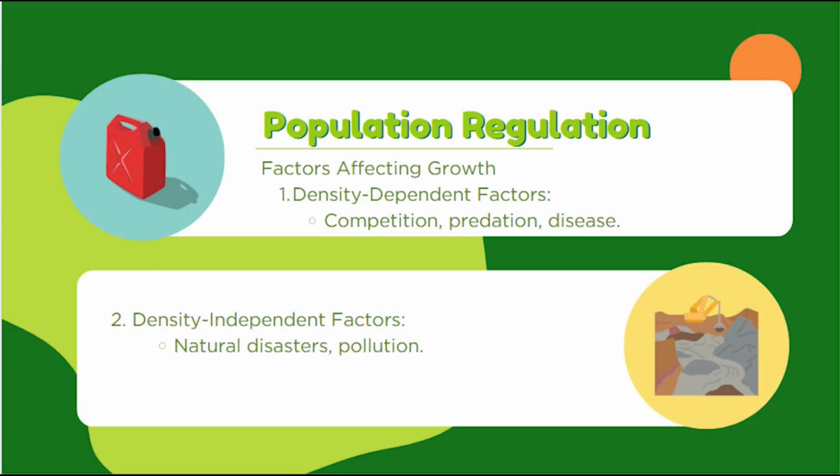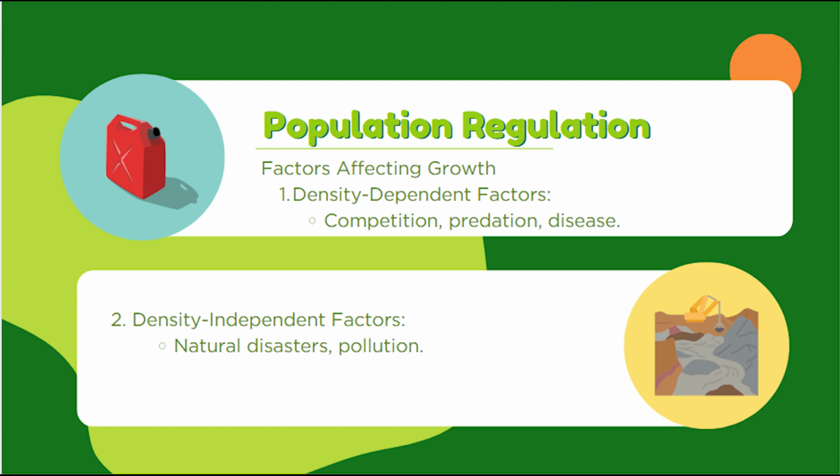So what controls population size? There are two types of factors: density-dependent factors and density-independent factors. Density-dependent factors increase in effect as population density increases. Examples are competition for food, disease spread, and predation. These are the density-dependent factors.